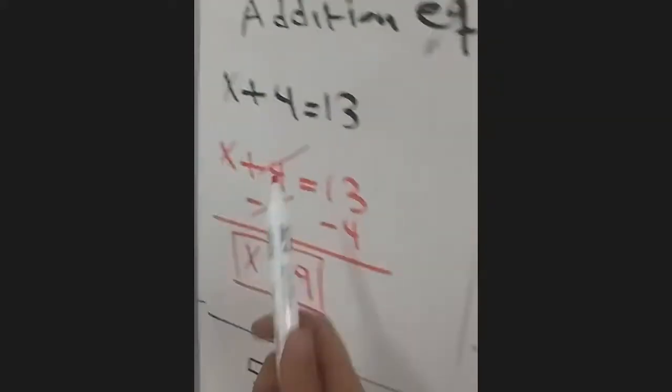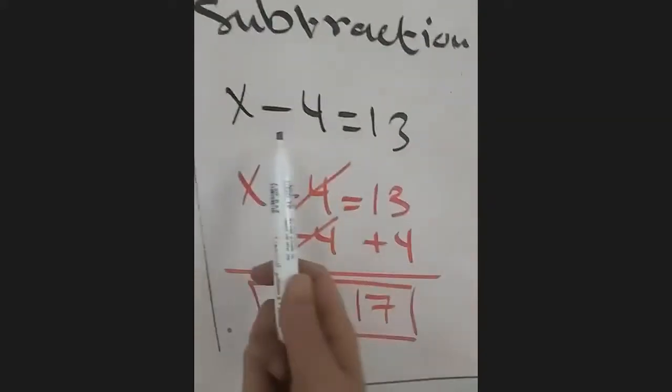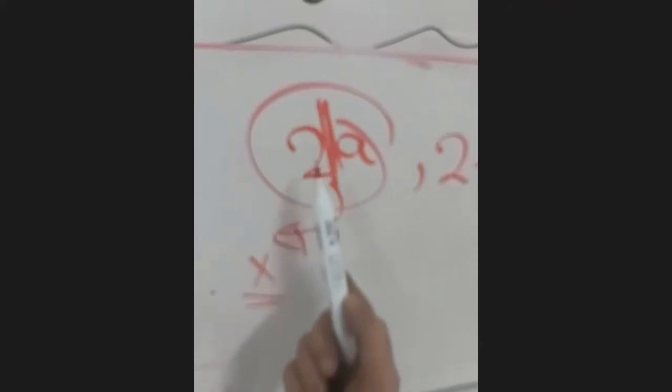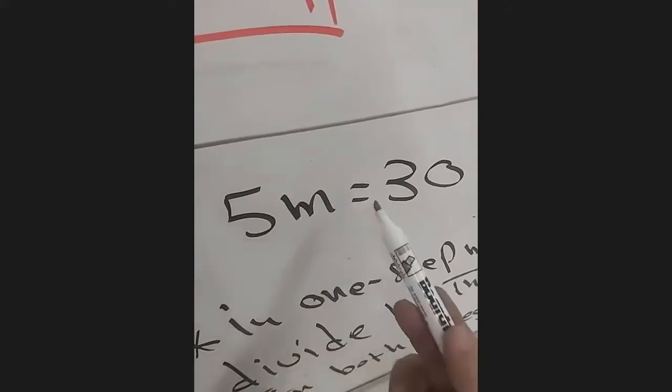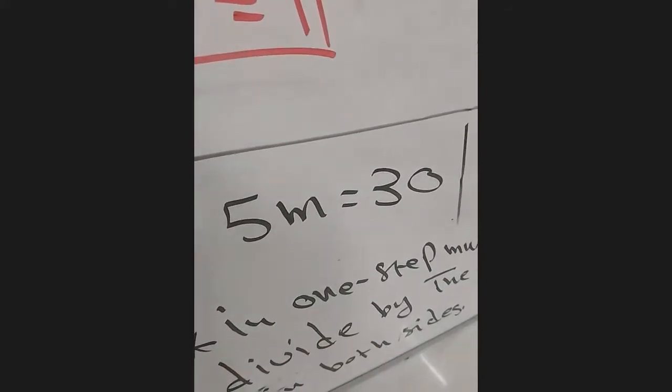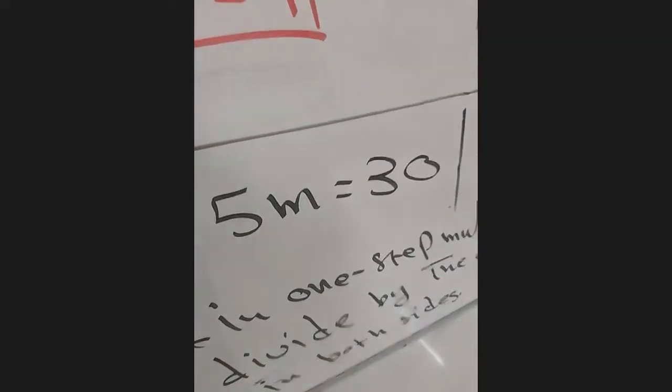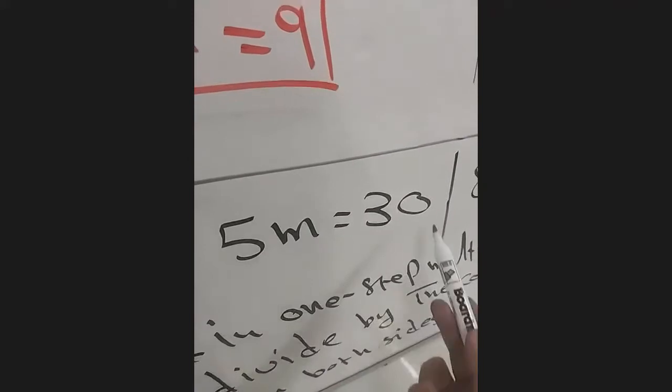So how do we know this is a multiplication equation? In addition, there is add. In subtraction, there is subtract. In division, you will have divide. But in multiplication, you will have nothing between the number and the variable. So this is multiplication. Like, look here. 5m equals 30. This we call multiplication equation.